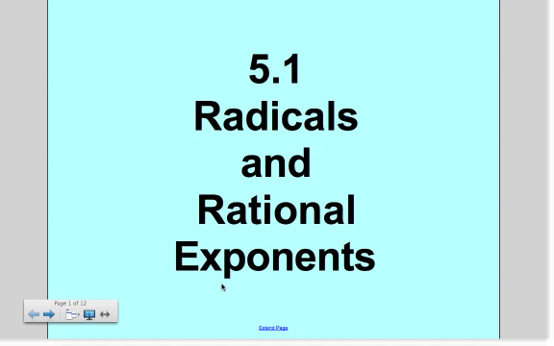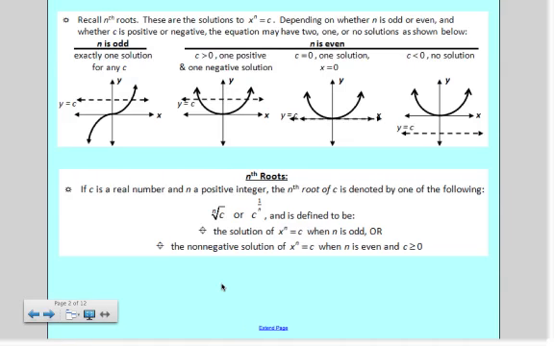We're here to teach you Chapter 5.1, Radicals and Rational Exponents. You've seen graphs like this before, but now we want to talk visually just about what we remember with roots. We have two types of polynomials, one with an odd degree and one with an even degree.